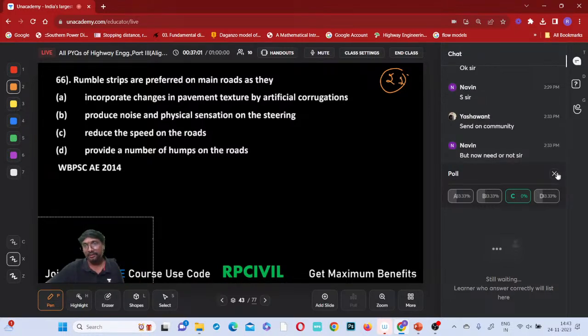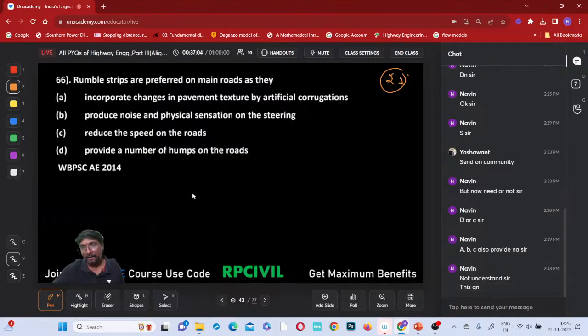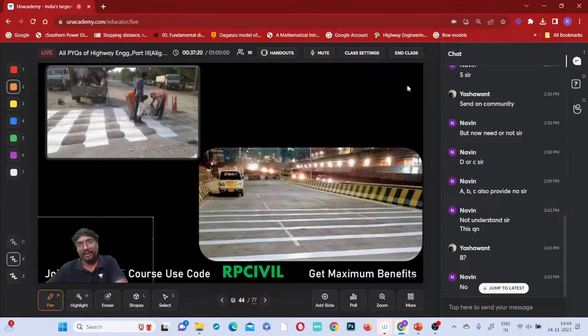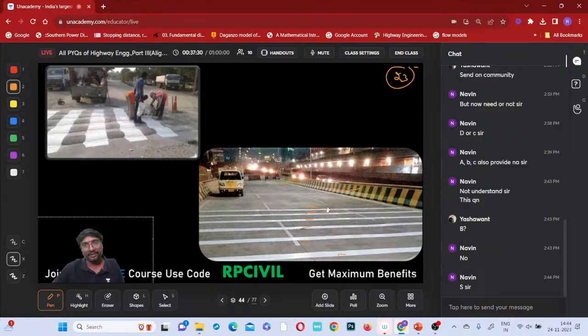Okay, rumble strips, right? Have you heard of rumble strips anytime? Rumble strips are preferred on a main road, and they reduce the speed on the roads. You can find these rumble strips on bridges, continuously, wherever speed is to be reduced. This kind of strip is also on the highway. Have you observed this?